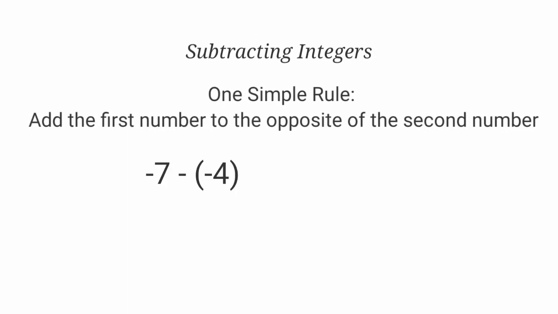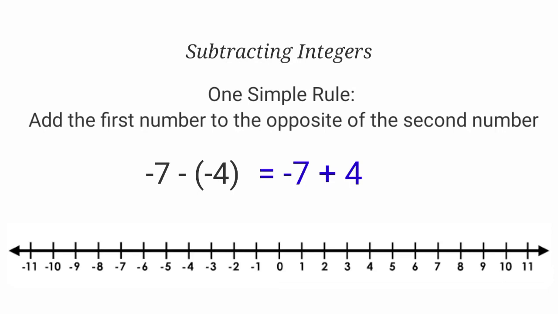We have here negative 7 minus negative 4. Following our simple rule, we won't be having any changes with the first number. Our subtraction will become addition, and the opposite of our second number, which is negative 4, will become positive 4. Let us now solve this problem using a number line. We will first locate negative 7, and since that is positive 4, we will be moving 4 units to the right. 1, 2, 3, 4. We ended up with negative 3. Therefore, negative 7 plus 4 is equal to negative 3.